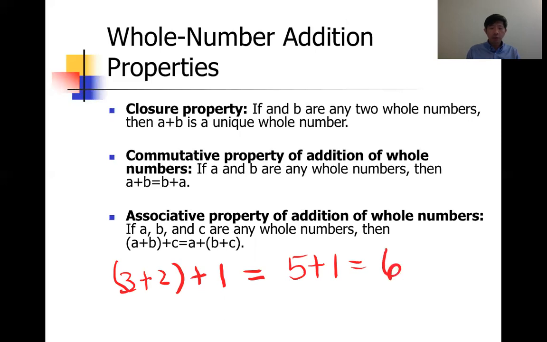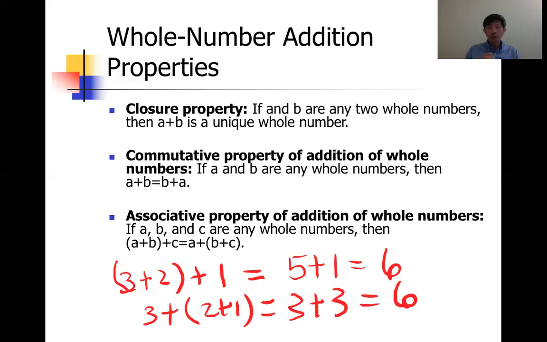Now, what about A plus (B plus C)? We can see A is 3, and then plus (2 plus 1), which is 3 plus 3. Again, we have 6. We have the same answer, which is equal to 6. All right.